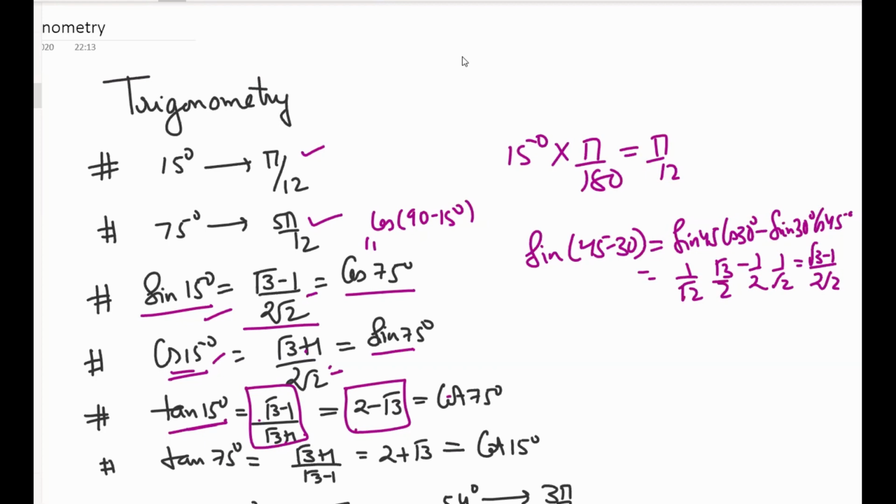Similarly, tan 75 is obtained by dividing sine 75 upon cos 75. That comes out to be root 3 plus 1 upon root 3 minus 1. And you have to keep in mind this value as well as this value. The rationalized value of tan 75 is 2 plus root 3, and that is also equal to cot of 15 degree. Now what is next written here?